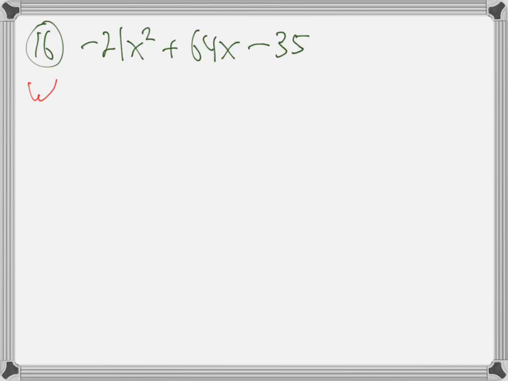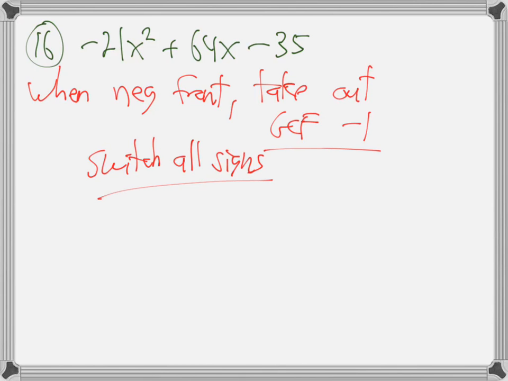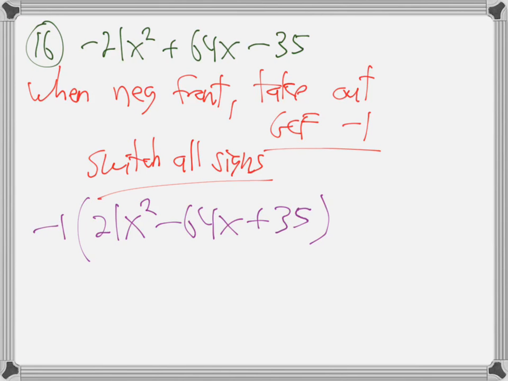Maybe you remember when there's a negative in the front? Negative in front. Take out GCF -1. Switch all signs. So you got to put a -1 in the front and all the signs switch. See how they all switched? That became negative. That became positive. We good so far? Is that good to there?